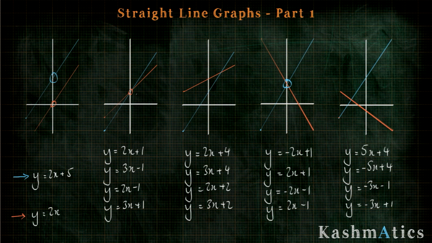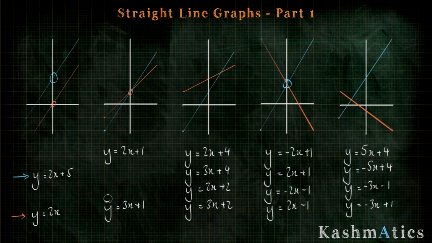Right, this next one, both lines are crossing at the same point, and that point is something positive. So the plus something at the end needs to be a positive number. It can't be a minus something. So anything with a minus something, so this one here and this one here, we can cross those out.